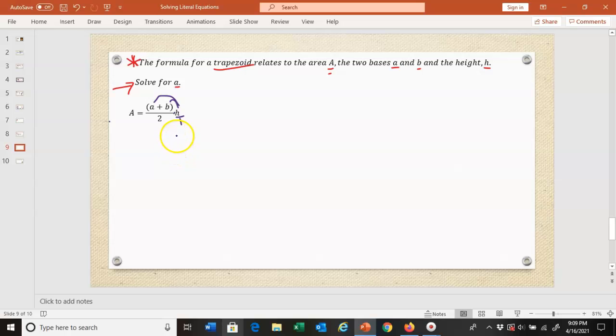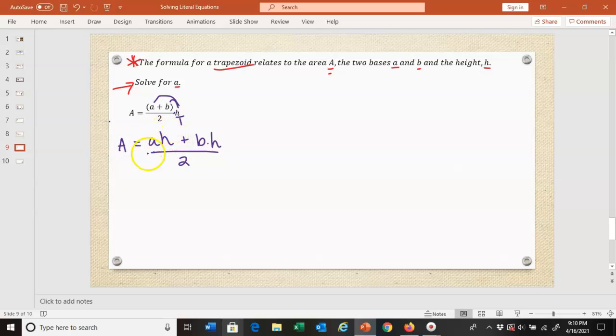So let's distribute the h. I don't know, whenever I see parentheses, I just have that feeling that that's what I should do. But again, it will work the other way as well. So we have A equals h times a plus h times b over 2. All right, it's looking a little bit better. We got rid of those parentheses and took care of that h.